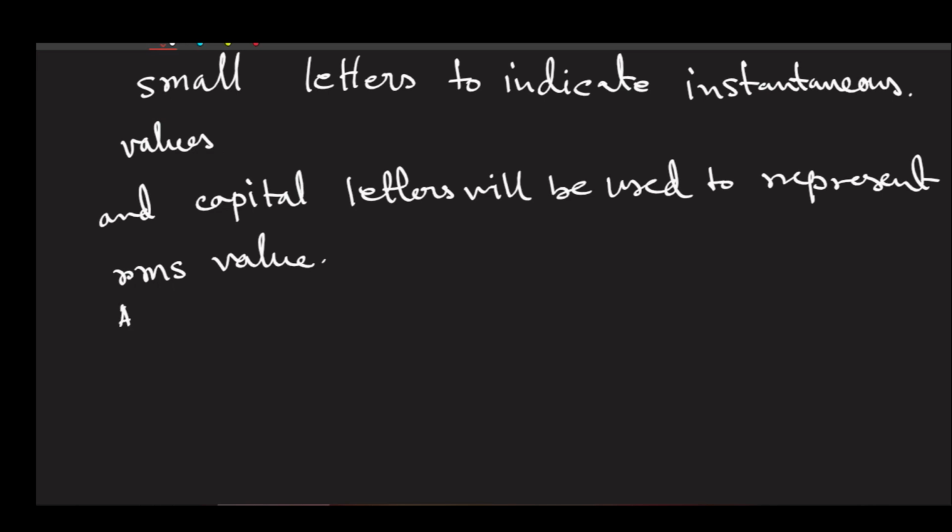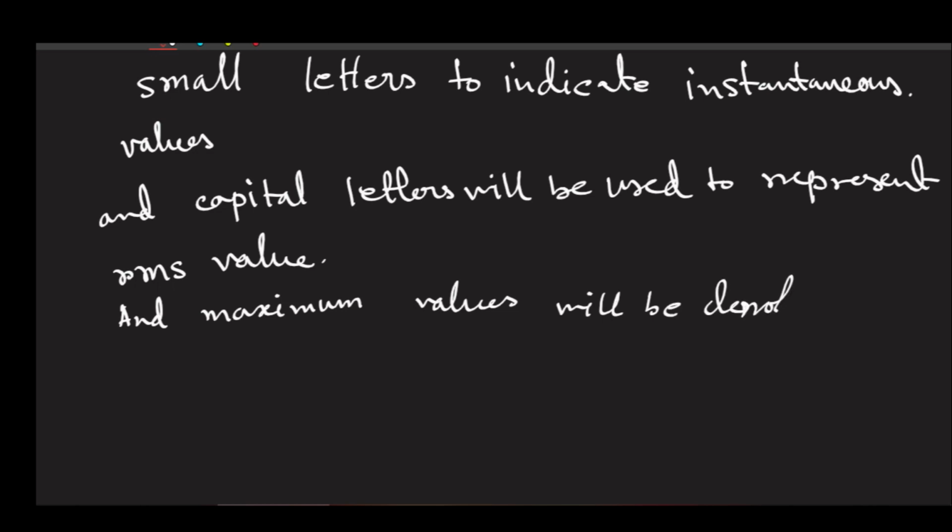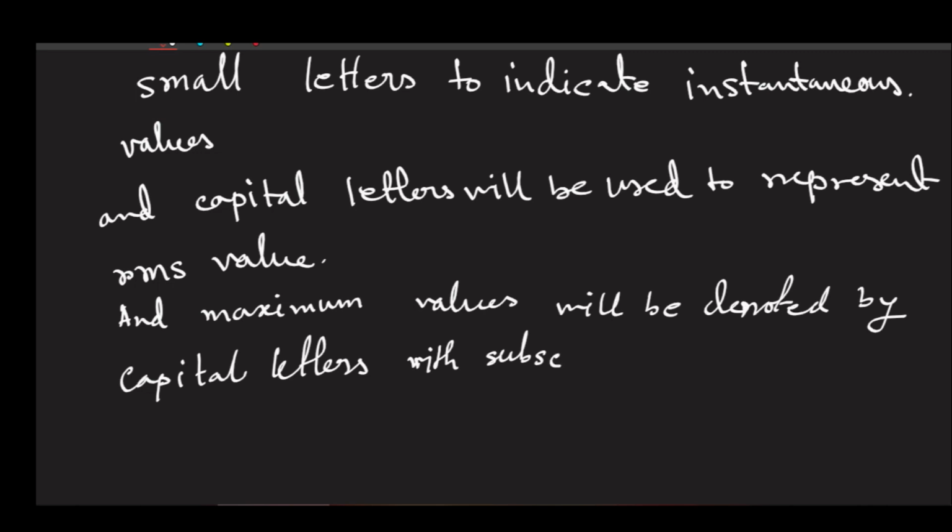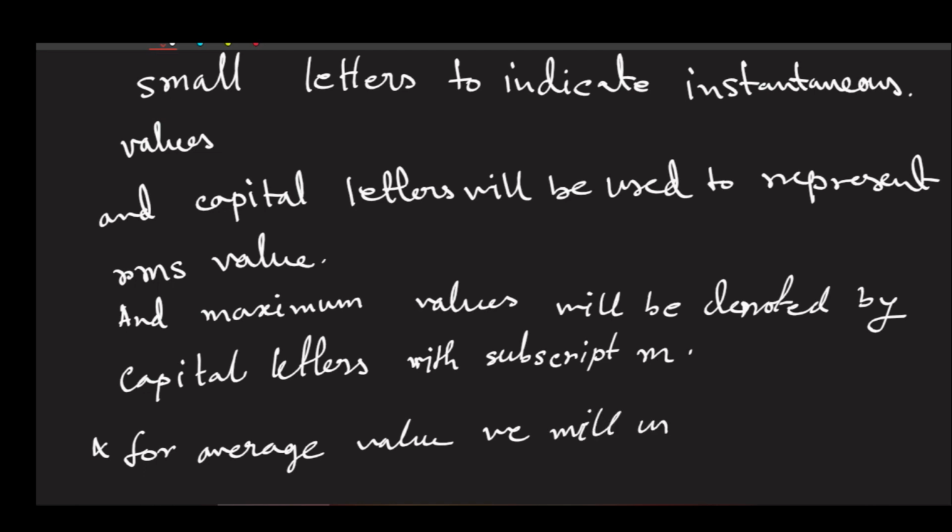And maximum value will be denoted by, and for average value, with subscript DC, right?